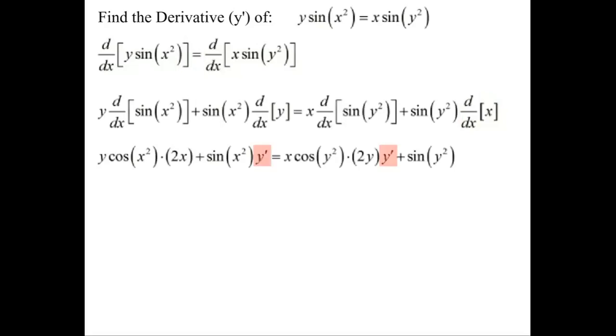The next step is to solve for y prime. The way you want to do this is get all the terms that have the y prime term onto one side and everything else to the other side of the equation sign. So doing that, we have the following.